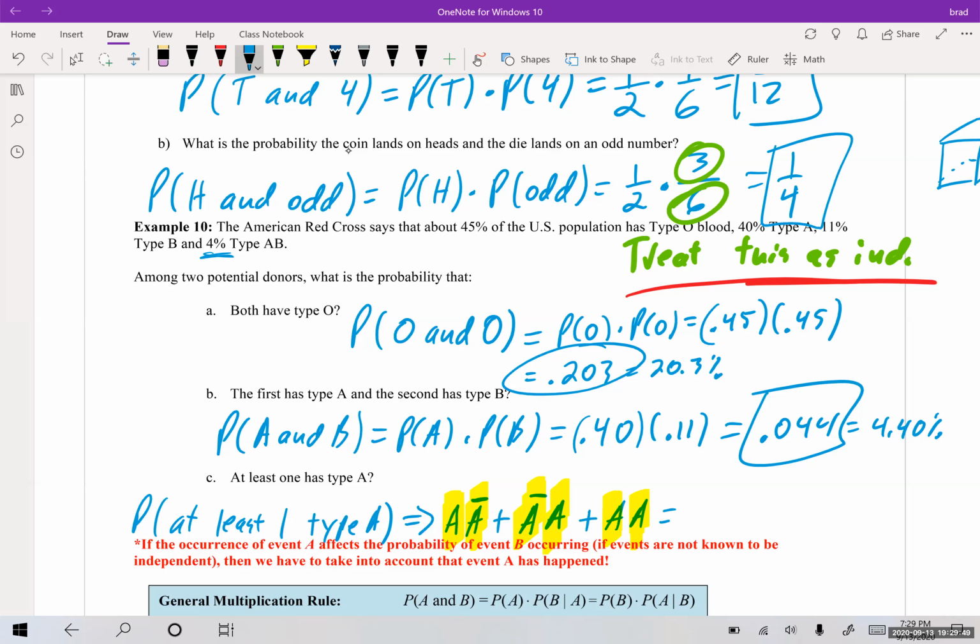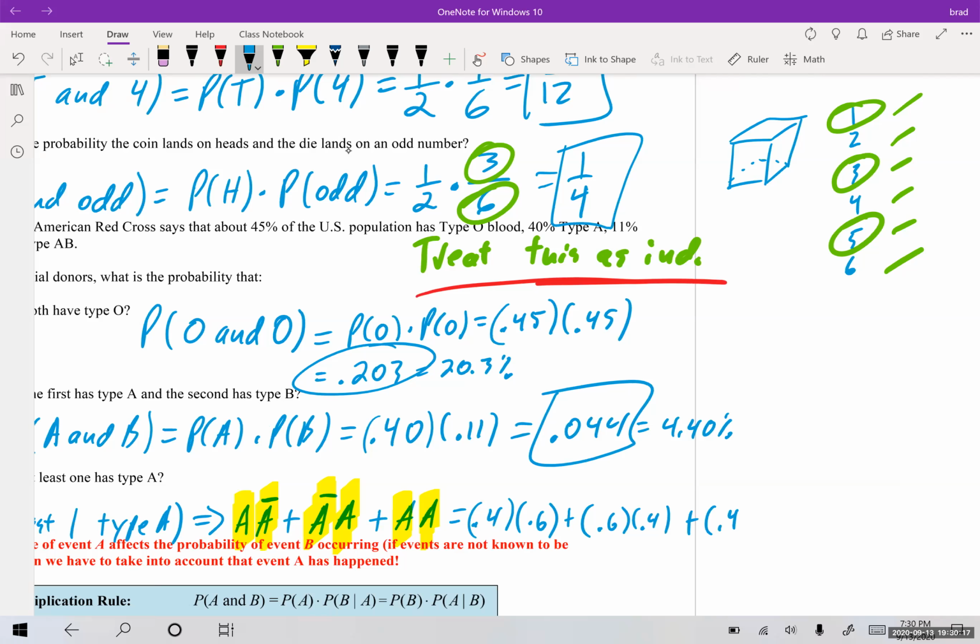So that's type A and A complement. We know type A is 40%, so I'm going to do 0.4 times 0.6, because if getting type A is 40%, then the complement is 60%, plus 0.6 times 0.4, plus 0.4 times 0.4, the probability of getting A and then the next person also A. Now when we multiply all this out and add it up, we should get 0.64, but let me double check this real quick. So 0.46.